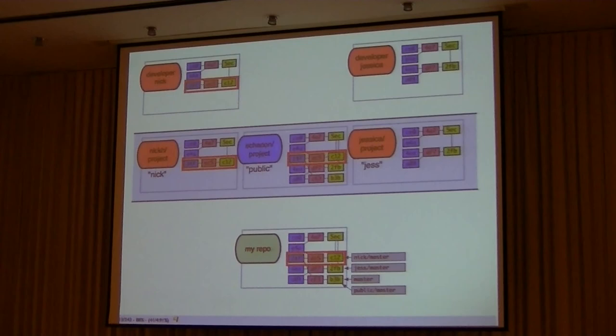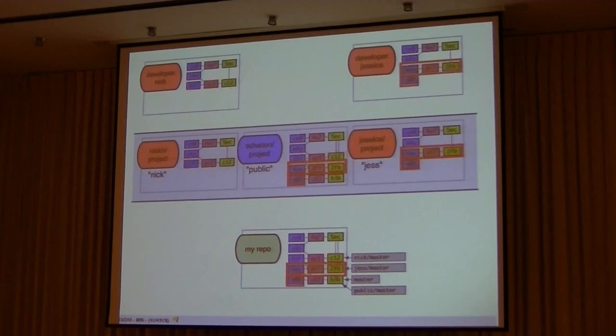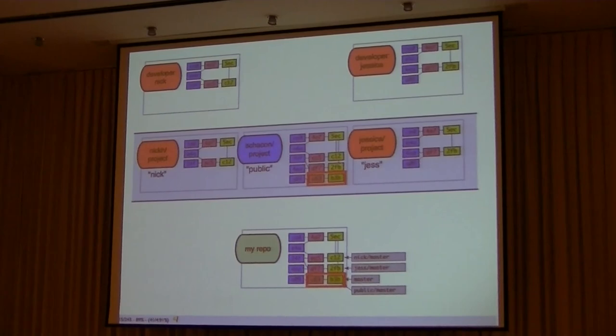And so now we can actually see in this network, for the three people who work together, there's actually six repositories, right? Three local ones and three public ones. And you can see where Nick's objects have propagated throughout this network. You can see where Jessica's objects have propagated throughout this network, and you can see where my combination of them has propagated so far.